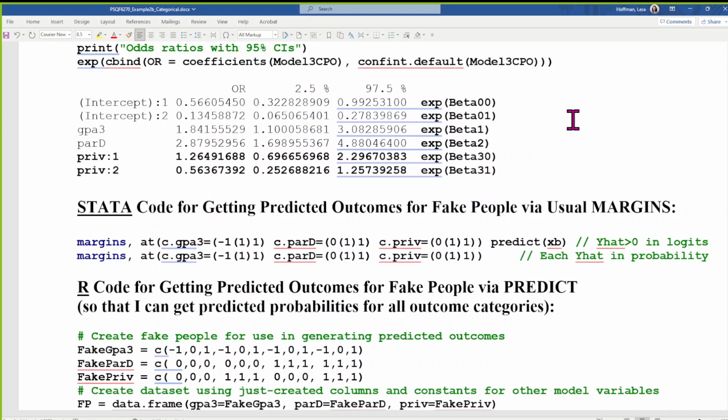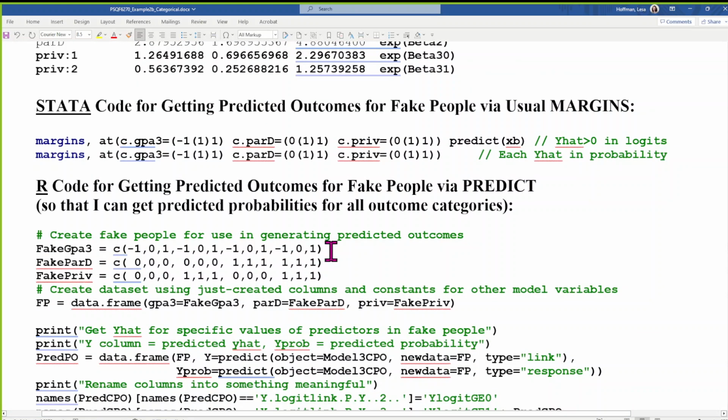Now, to make pictures or to do predicted probabilities is trickier with these models. In Stata, less tricky. So I have an example of what it would look like if I wanted to generate hypothetical people to make like a plot or something. So I'm asking for GPAs of -1 up to 1 in increments of 1, parent degree of 0 or 1, private of 0 or 1. Predict XB means give me the prediction in logits, but because no one knows what a logit is, taking that off gives us probability T. I spelled it right there.